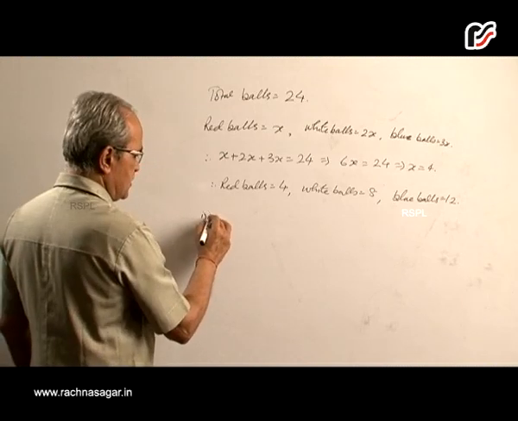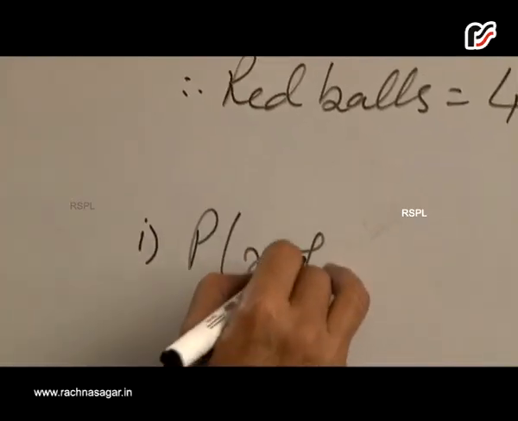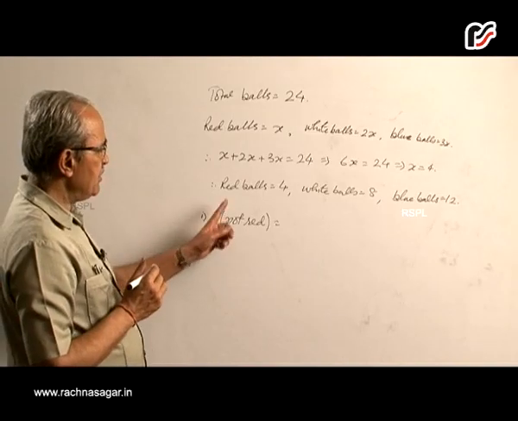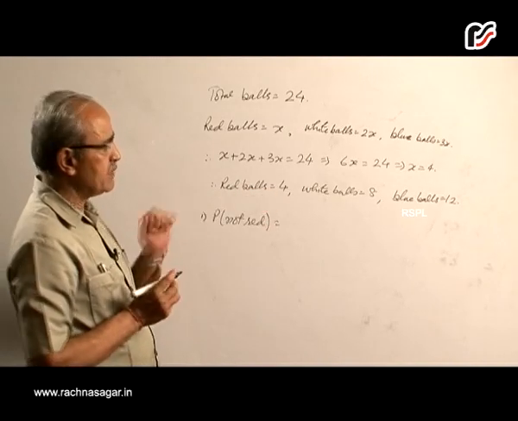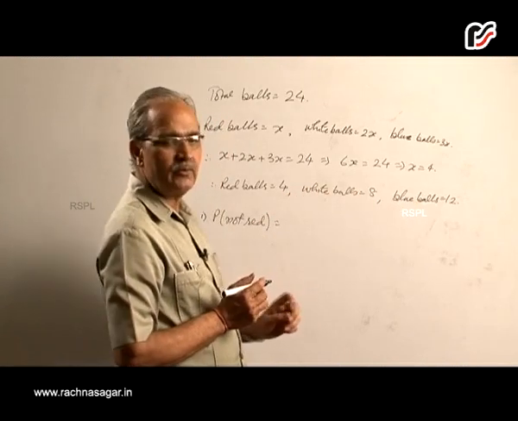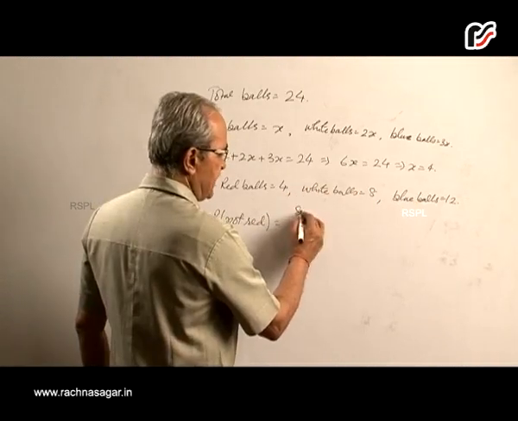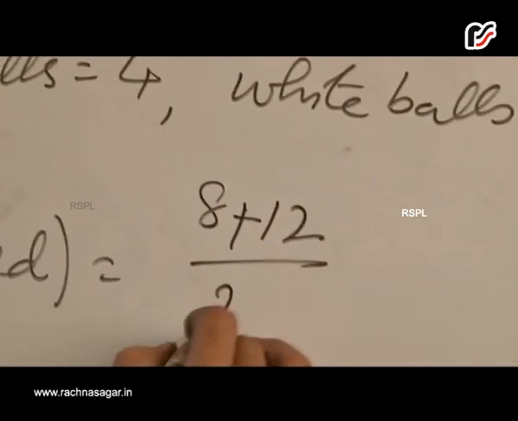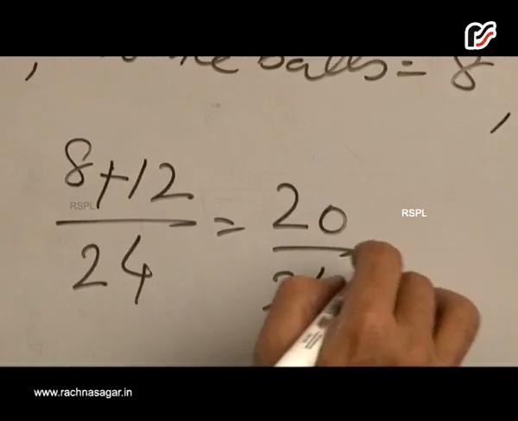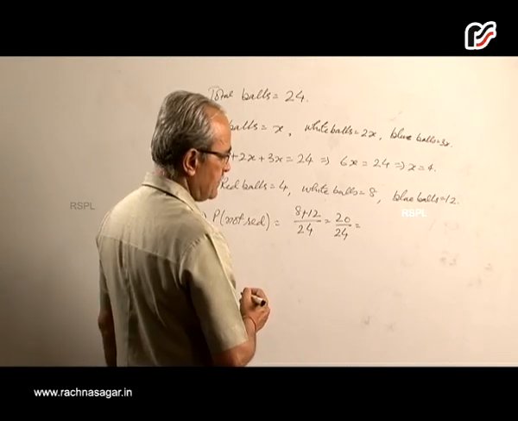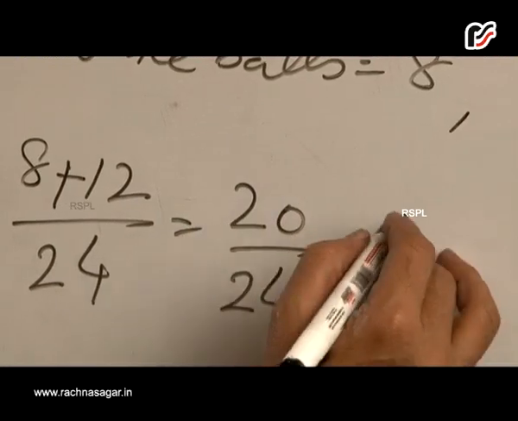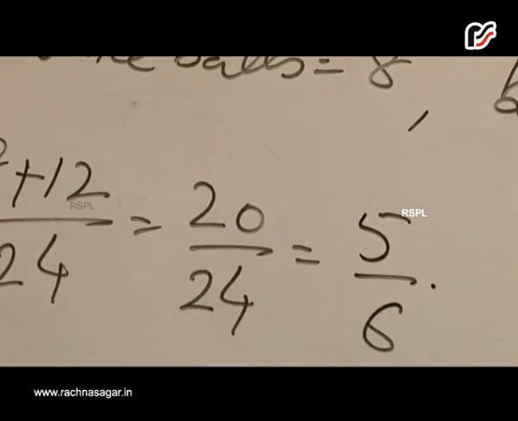Now first, probability of not red. When we say probability of not red, that is we don't have to take red ball. Ball will be either white or blue. So probability of not red will be 8 plus 12 divided by 24, that is 20 by 24. That means we divide by 4, so 5 by 6.